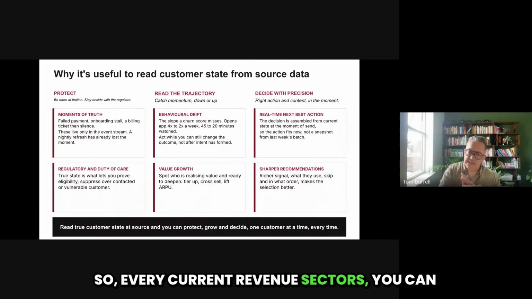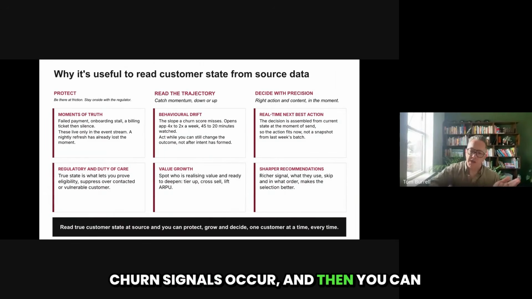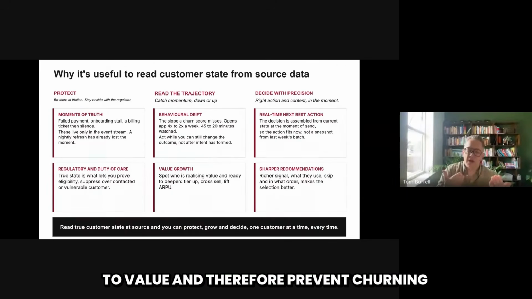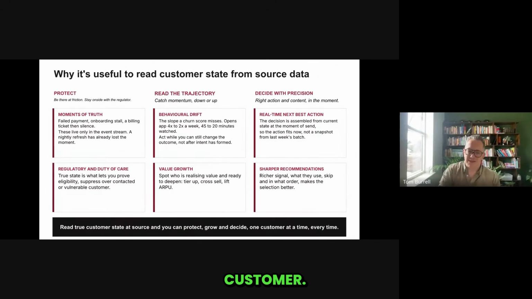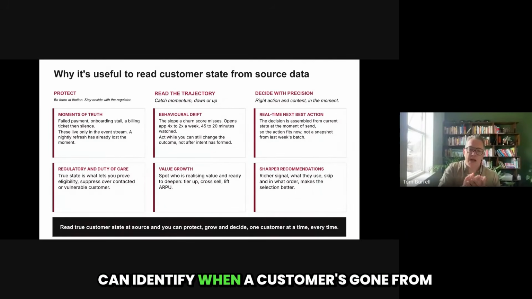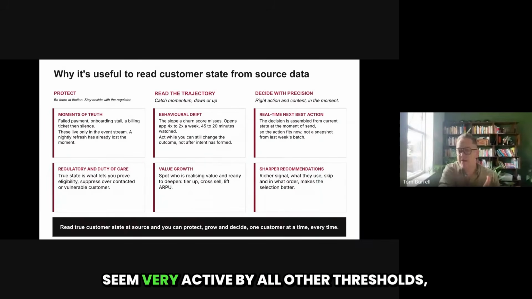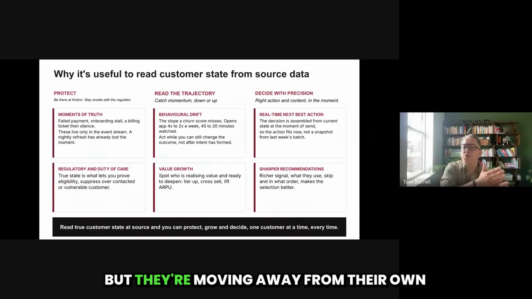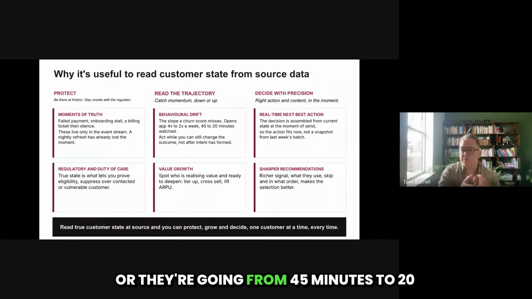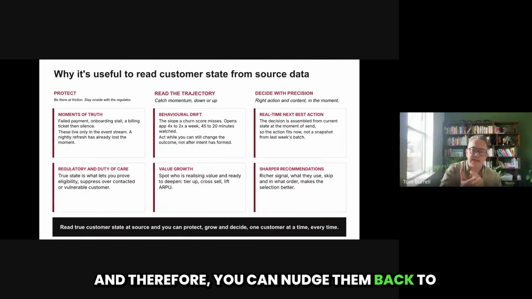So in recurring revenue sectors, you can pick up movement away from value before churn signals occur, and then you can correct the course and bring customers back to value and therefore prevent churn before it even becomes conscious with the customer. And so by reading behavioral states, you can identify when a customer has gone from 4 app opens to 2 in a week, whereas that customer may seem very active by all other thresholds, but they're moving away from their own normal, they're moving away from their own time to meaningful action, or they'll go from 45 minutes to 20 minutes watched. They're becoming less engaged, and therefore you can nudge them back to value.